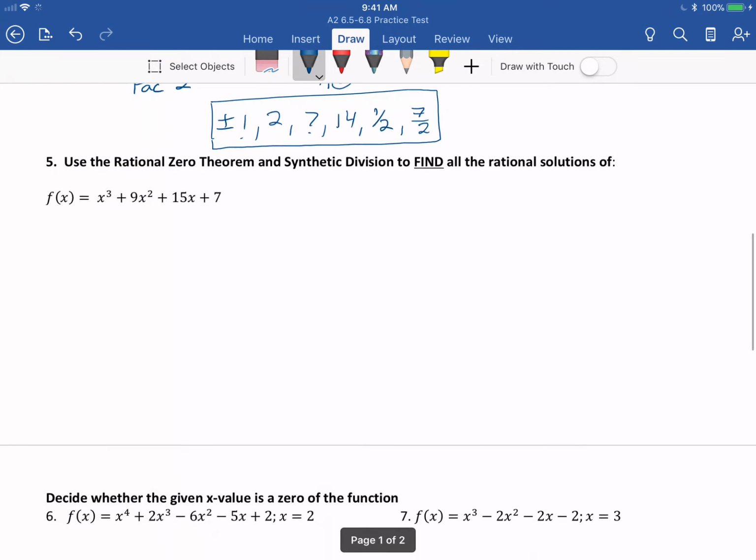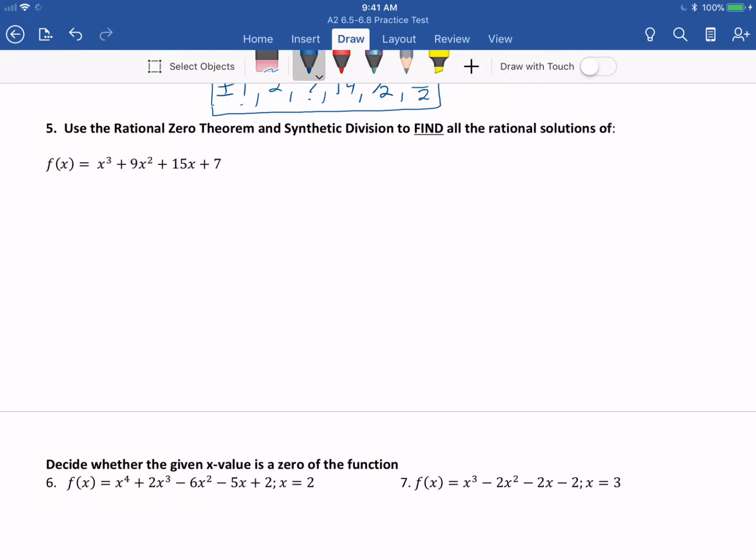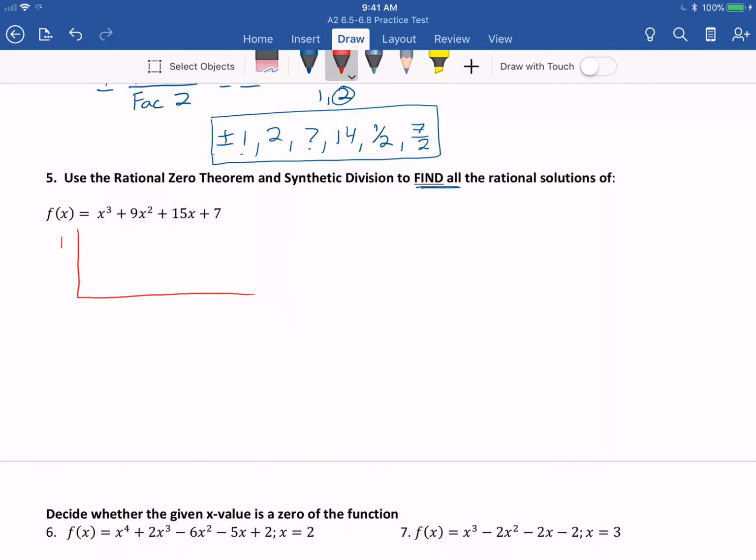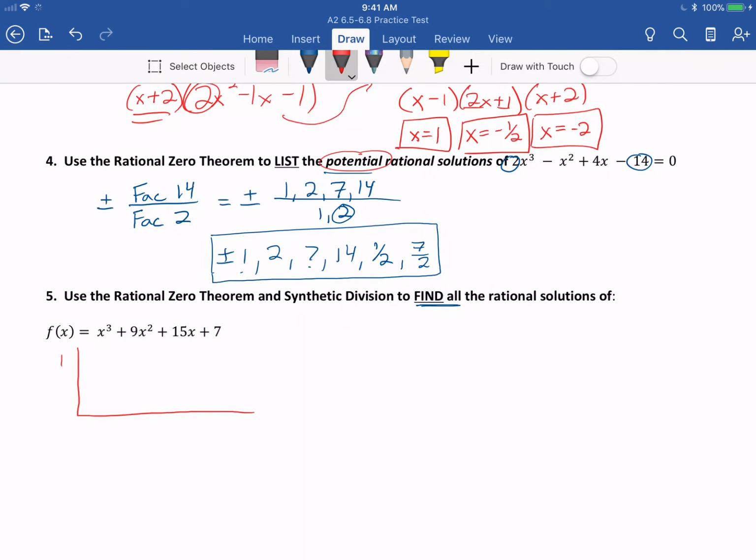All right, so number 5, going on with number 5 here. You can look here to see if these work. Remember here, this one doesn't give me any. I have to find all of them. And remember, we always like to try 1 and -1 to see which one works. Most of the time, those work. But if those don't work, then we have to go back up here to find these potential ones.